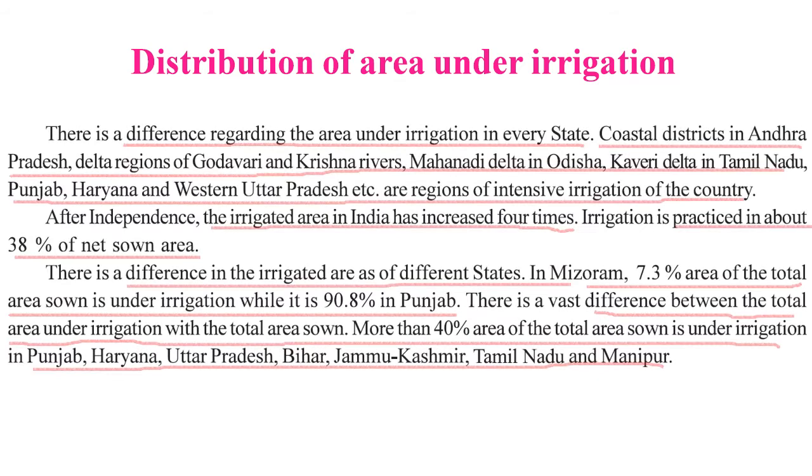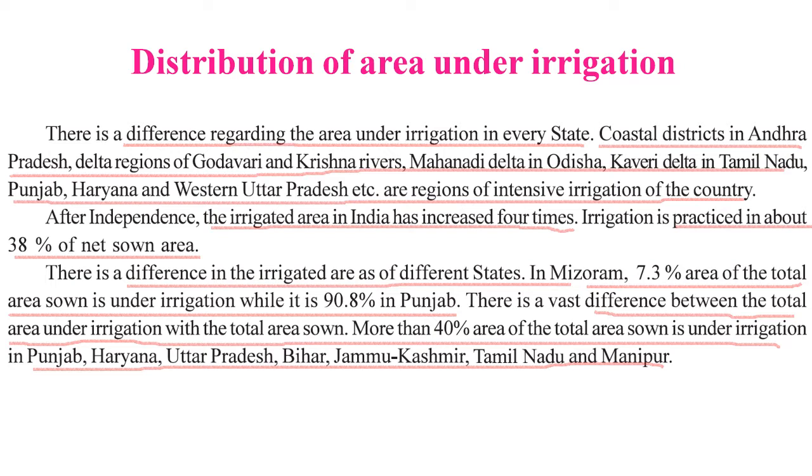Distribution of area under irrigation. The irrigation is not uniform in the whole state. So we have to discuss which states have higher area under irrigation. In case you are wondering what is irrigation, irrigation is a facility of giving water to the farms using mechanical instruments. There is a difference regarding the area under irrigation in every state.